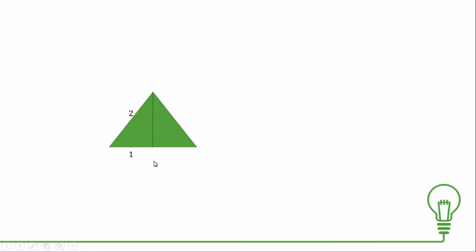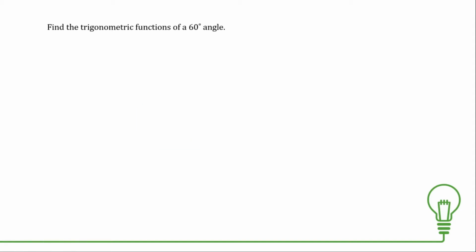So our main problem here is the length of the abscissa. So let us now put that into Cartesian plane. So let us have this to find the trigonometric functions of a 60-degree angle.